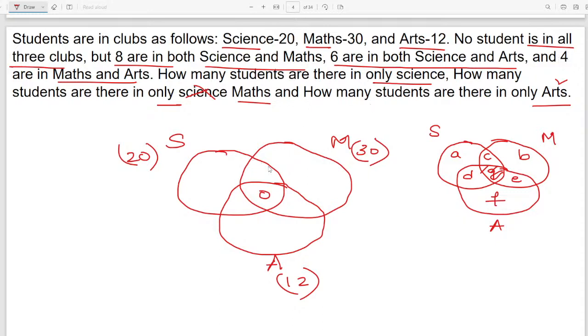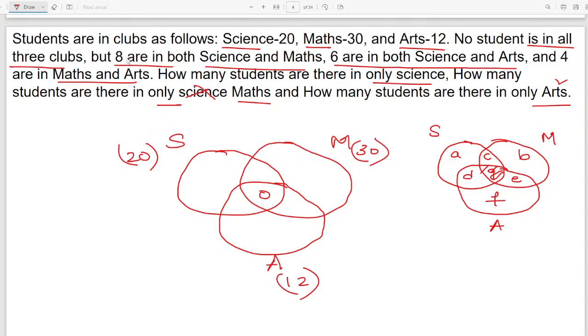So no students. The standard rule is to begin from the middle, the center point where all three sets meet. In this case, they have given that no student is in all three clubs, so the number of students in all three clubs is 0. And from here we go outwards. We take statements one by one, and then we solve for all other variables, that is A, C, B, D, E, and F.